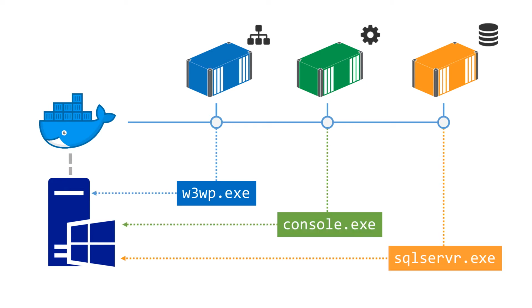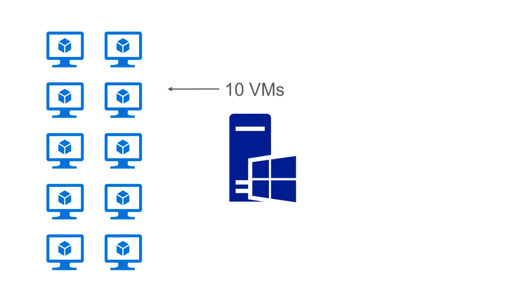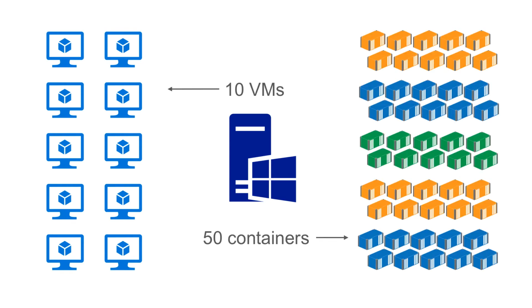There's no intermediate layer. That makes containers super efficient. They don't add any overhead to running the app, but they do provide strong isolation. Docker lets you run traditional apps on servers with high levels of density while still keeping the apps isolated. A server which can host 10 VMs can easily run 50 or more containers.